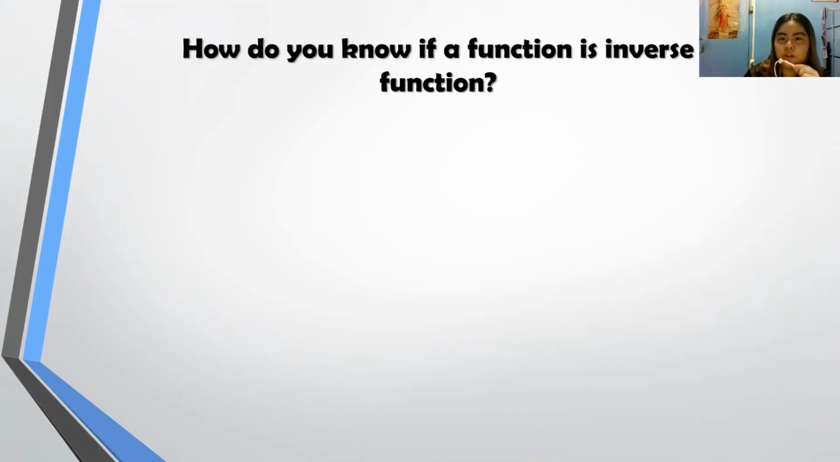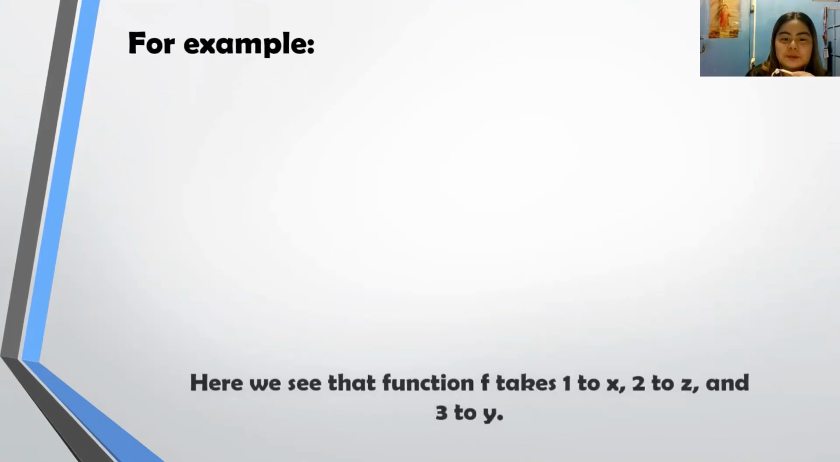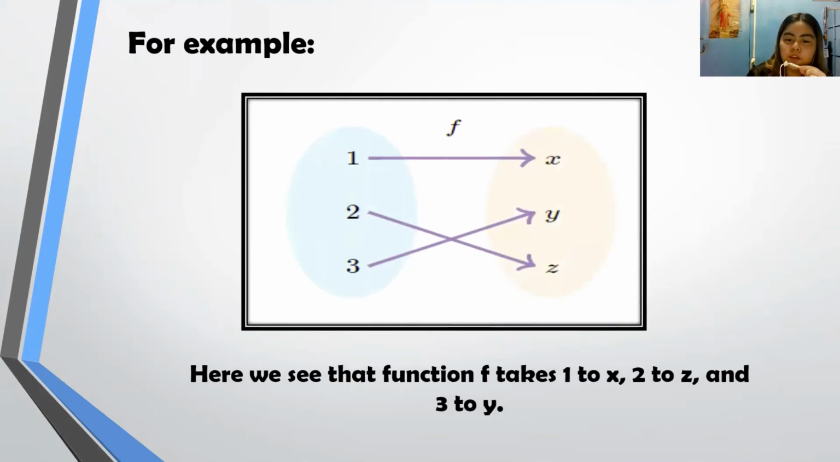How do you know if a function is an inverse function? An inverse function is a function that reverses another function. If the function f applied to an input x gives a result of y, then the inverse reverses this. For example, here we see that the function f takes 1 to x, 2 to z, 3 to y.